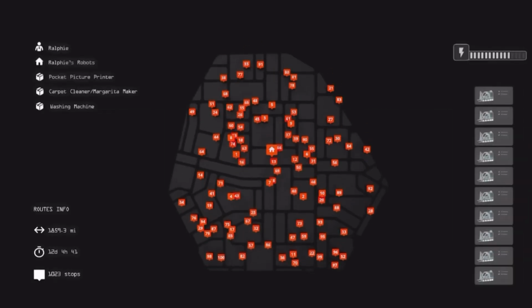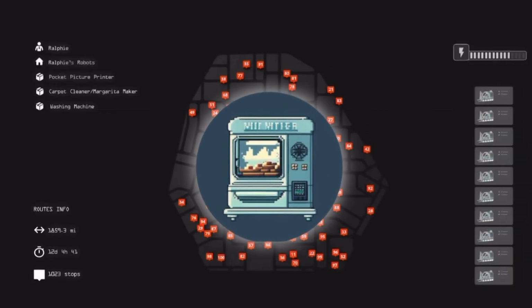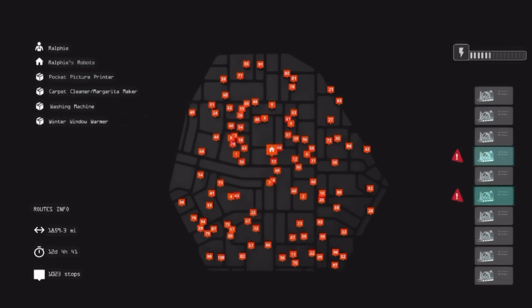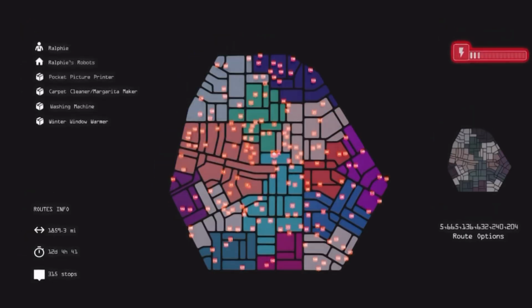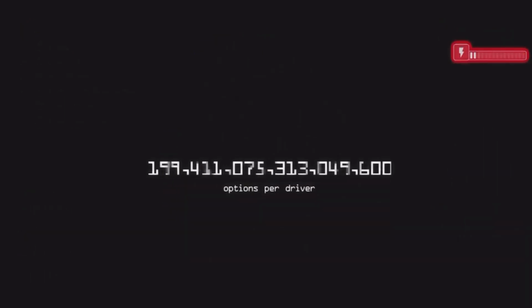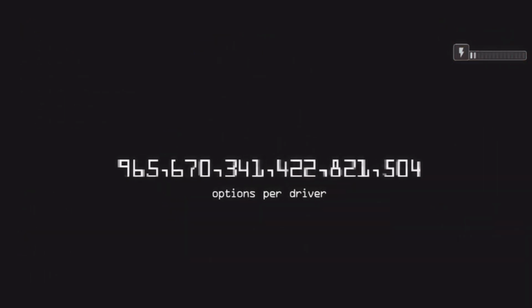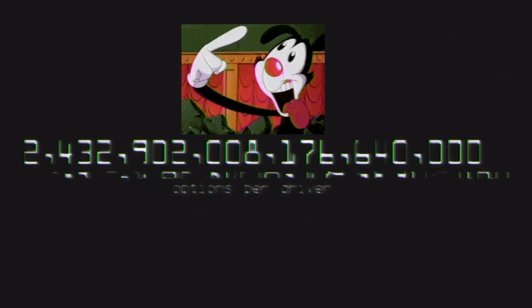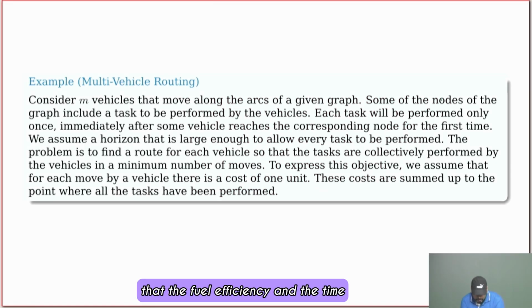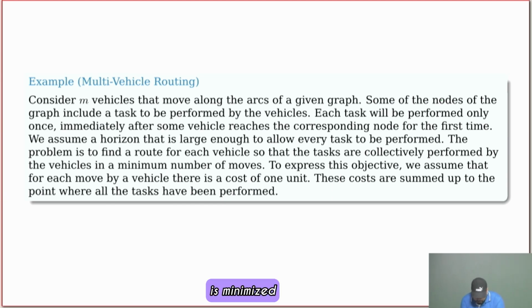Ralphie puts you in charge of 10 drivers with 10 vans driving 10 routes. He invents the winter window warmer, which can only be delivered by drivers who have the skills to install it. Each zone has 21 customers. Planning becomes impossible. You now have to choose the best path out of 2 quintillion, 432 quadrillion, 902 trillion, 8 billion, 176 million, 640,000 options per driver, so that the fuel efficiency and the time is minimized.